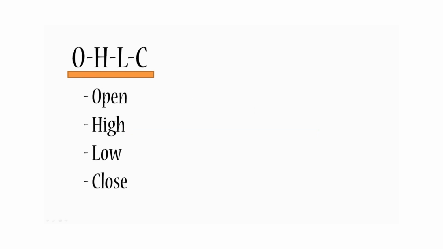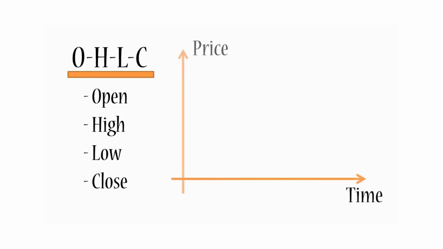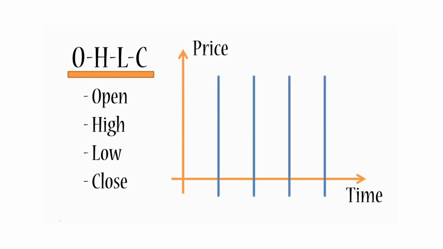To get to know this abbreviation a bit better, we're going to start by drawing two axes. The horizontal axis will be time and the vertical axis will be price. Now these four blue lines each represent the start of a new day on our timeline. So right now on our chart we have 3 days: day 1, day 2, and day 3.